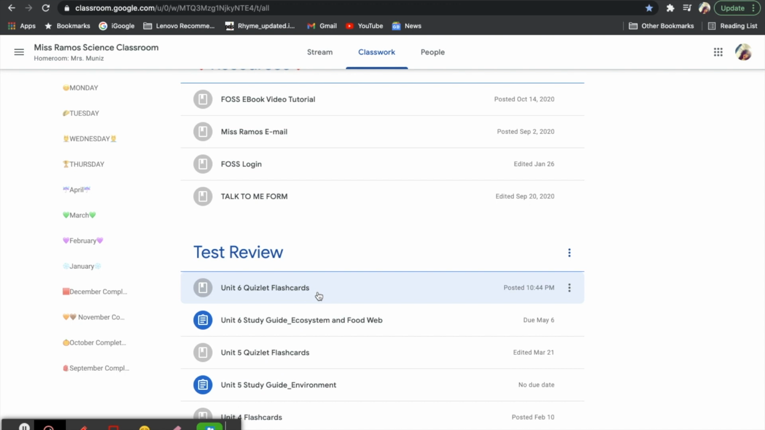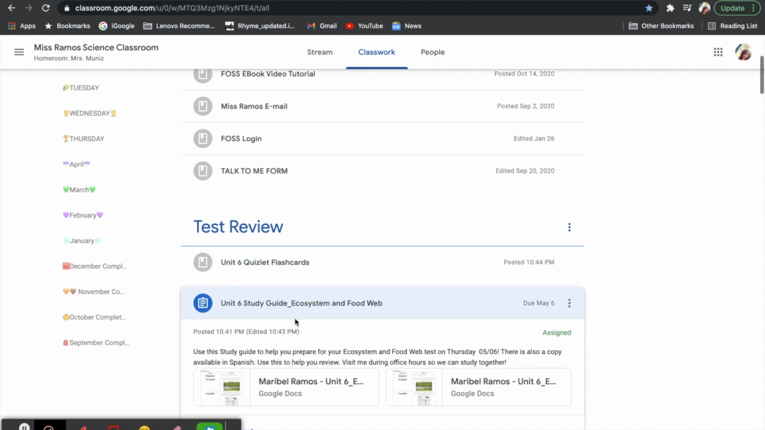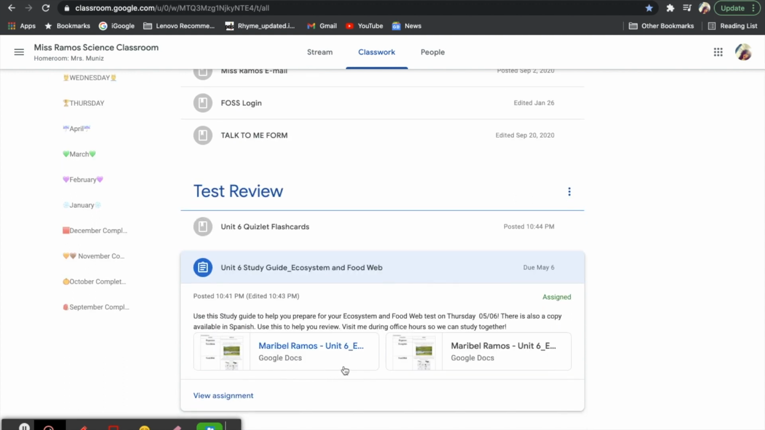Under the Unit 6 flashcards, we also have our Unit 6 study guide, ecosystems, and food web. I have shared 2 different documents that will help you review for our study guide. They are the same document. One is in English and one is in Spanish. The first one is in Spanish. The second document is the one in English. Let's open it up.